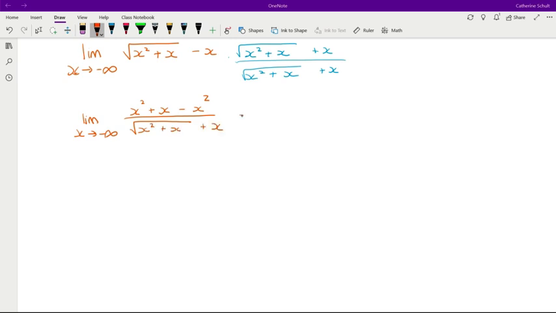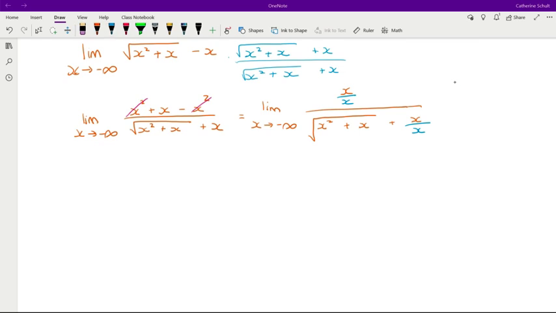All right, and then right here is where it's going to change. So I'm just going to clean up the top. I'm going to get rid of x squared minus x squared. And now it's time to divide each term by the highest power in the denominator. And again, it's x. So part of this process is similar. But now we have to take x and give it a square root.